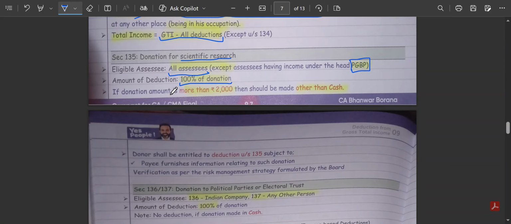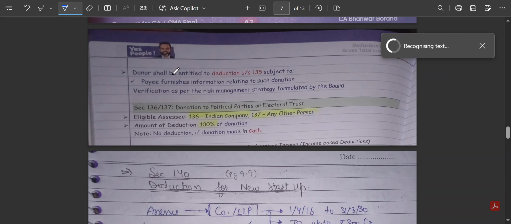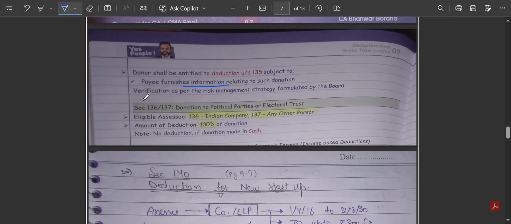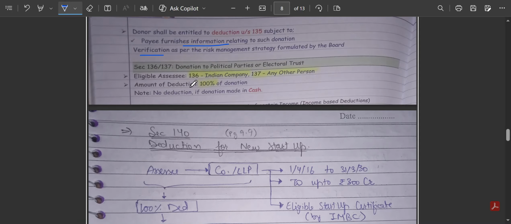Then there is this condition that if we are making a donation of more than 2000 rupees, we can make it in any mode except for cash mode. Then the donor should be entitled to deduction under section 135 subject to the following. Subject to that he furnishes the information relating to such donation, and there is verification. Means again it's like that ATG kind of verification where you have to show you actually made the donation, and it appears in your return as well.